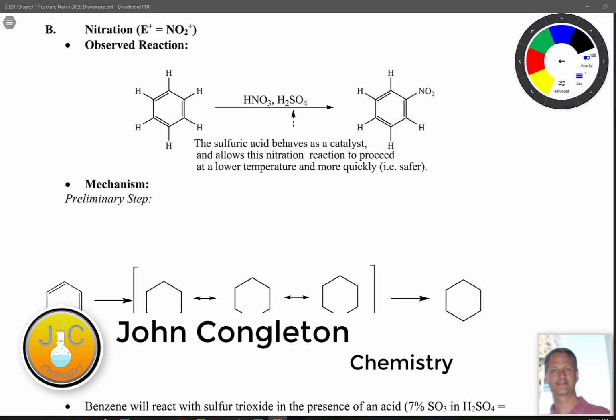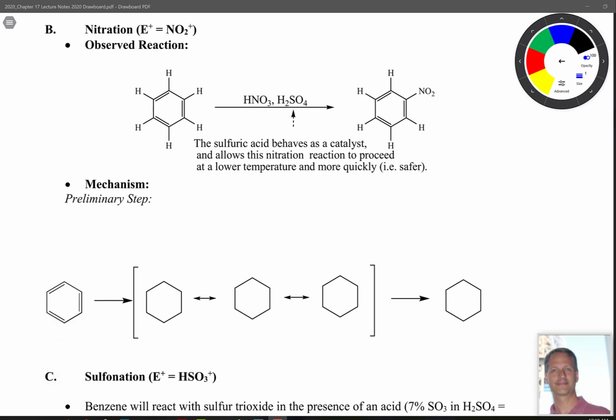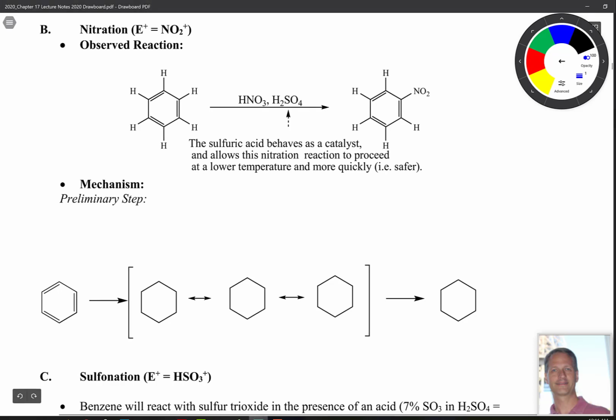Well, the next reaction that we're going to look at in chapter 17 is nitration. So again, the mechanism is going to look very similar to what we saw for the halogenation, with the exception that the electrophile will just be something different. So here the electrophile is NO2+.